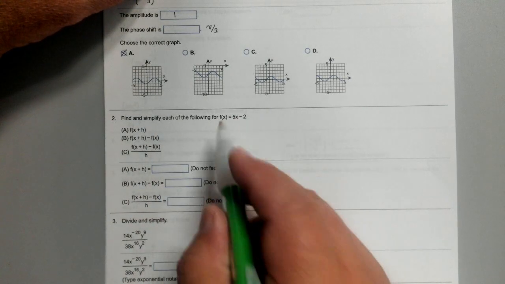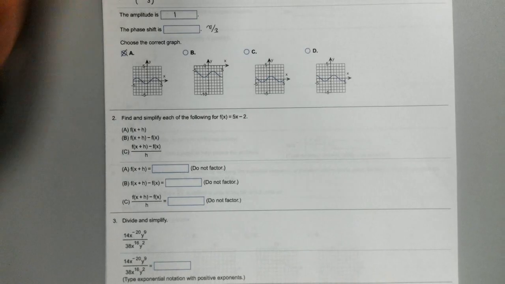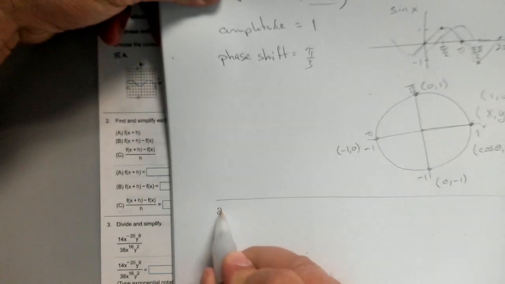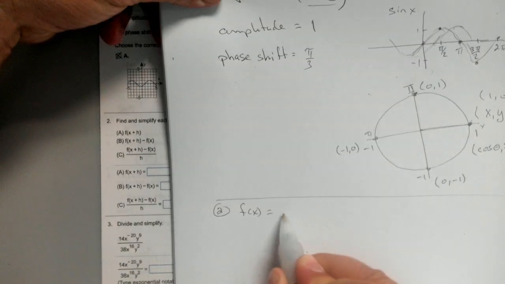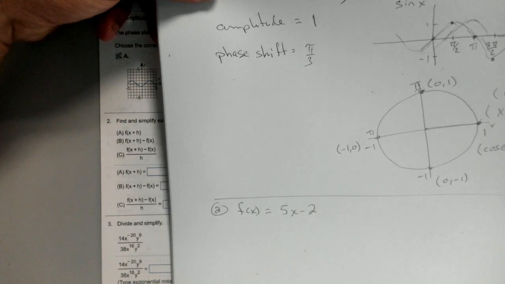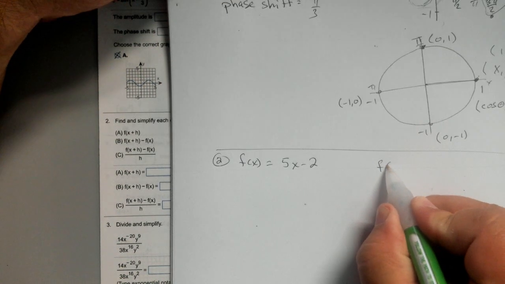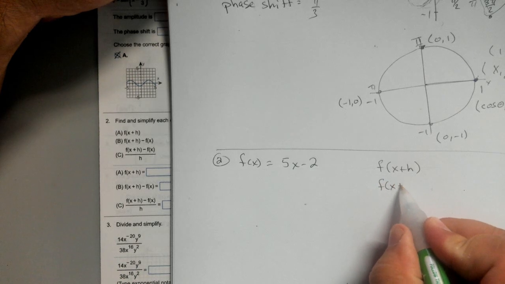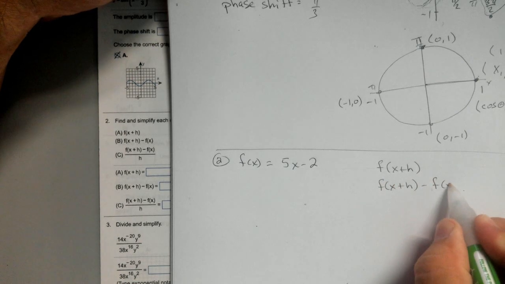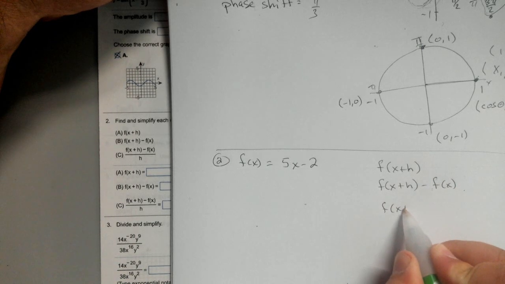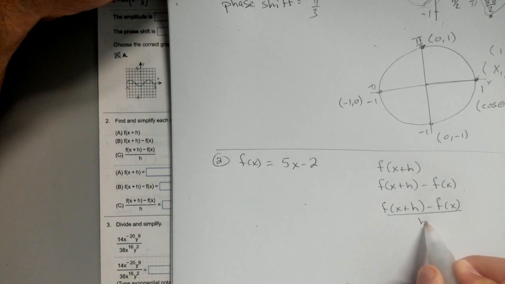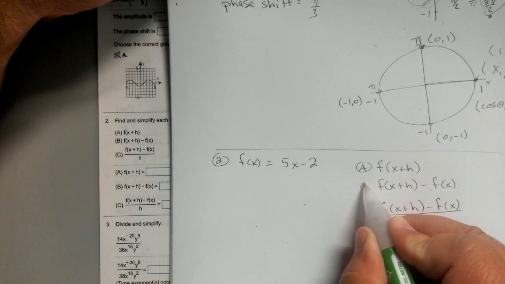Finally, simplify each of the following for f of x equals 5x minus 2. So it's asking us to find f of x plus h, f of x plus h minus f of x, and f of x plus h. We have to do these three things.